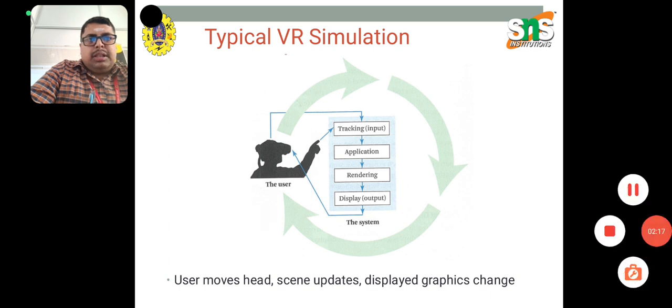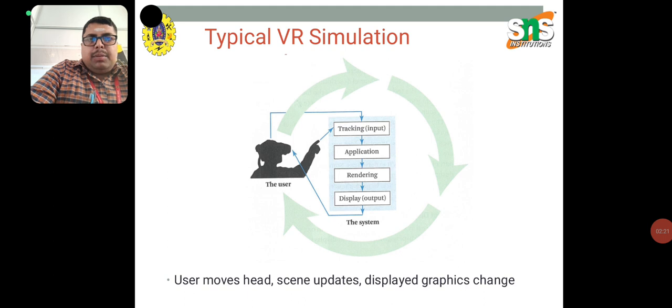This is a typical VR simulation. We have a tracking input from the user. The tracking input is given to the application, from the application it goes to the rendering process, and from the rendering process you have a display, which is nothing but the output.